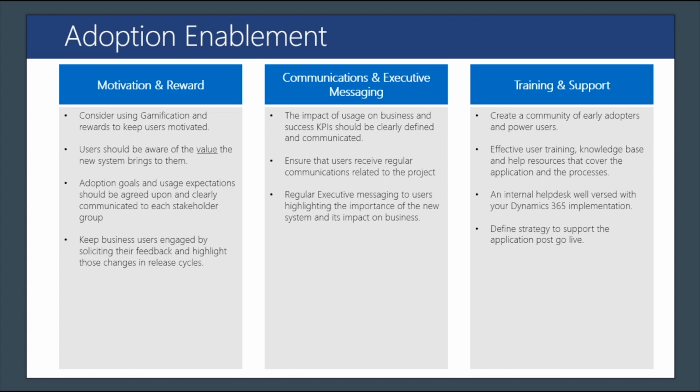user adoption as well. You want to make sure that when you set adoption goals and usage expectations, that they are agreed upon. So you want to make sure that the stakeholders for the different areas of the business that will be using the system agree with the goals and usage expectations that are set, so that they can help drive those and enforce those adoption goals to really help you reach that level of adoption that you need to ensure a truly successful implementation.